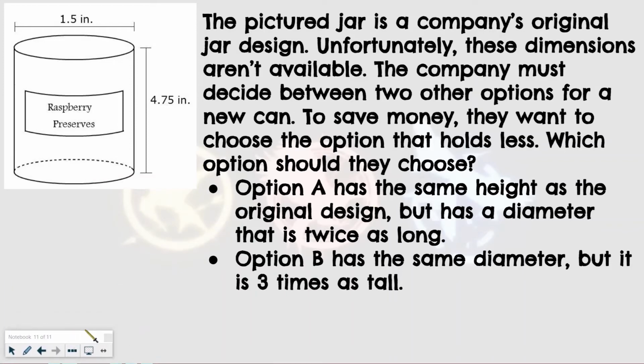So here we have a picture of a jar that shows the company's original jar design. Fortunately, those dimensions are not available. The company must decide between 2 other options for a new can. To save money, they want to choose the option that holds less, so we have a smaller volume. That's what we're thinking about when we're talking about how much something holds, talking about the volume, and we're really just looking for which of these 2 options will hold less. So option A has the same height as the original design, but its diameter is twice as long. Option B has the same diameter, but it's 3 times as tall.